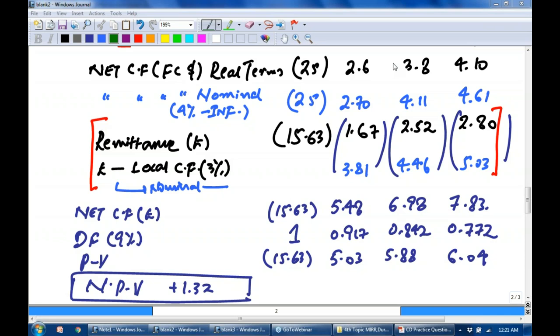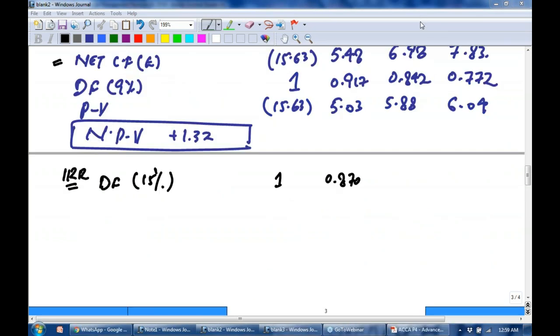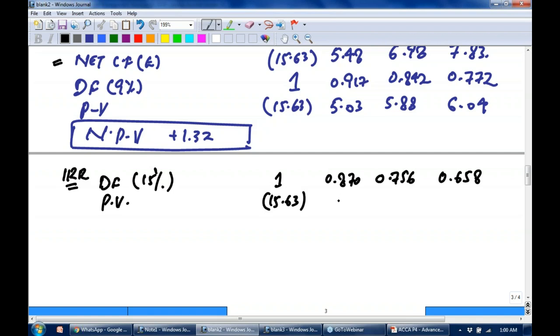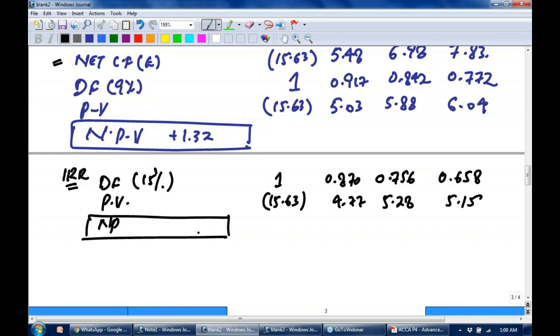Now for the rest of the part, we calculate the IRR. Let's suppose a discount factor of 15%: 0.870, 0.756. The present value with the same 15.63, 4.77, 5.28, and 5.15. With this, the NPV is negative 0.43.